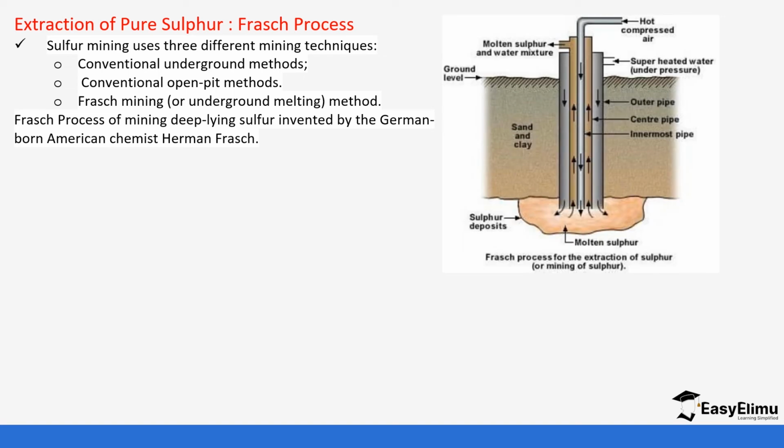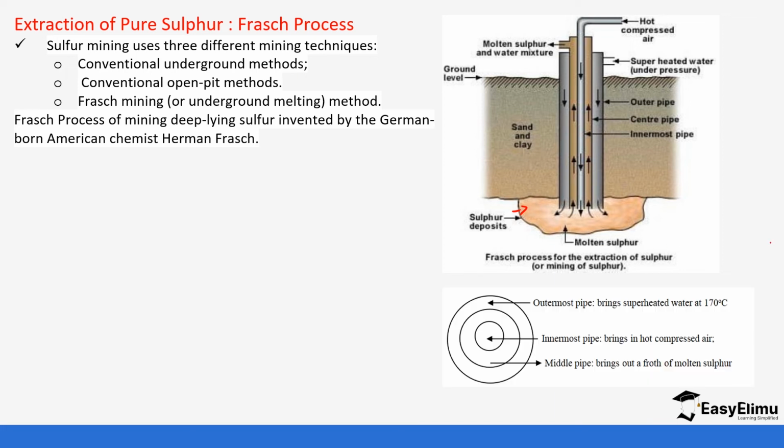So this is how the process looks like. So you can see our molten sulfur is on the ground, but it doesn't exist as molten state. You'll see why it turns molten. So you notice in this process we have three pipes that, when the hole is dug, are inserted inside the hole into where the sulfur is. So we have the outermost pipe, we have the innermost pipe, and the middle pipe, as you can see. And each pipe has its own function in the process of extracting.